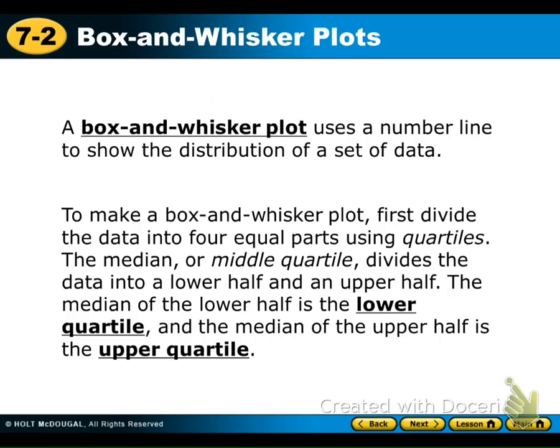All right, a box and whisker plot uses a number line to show the distribution of a set of data. So that's kind of what I just showed you. It kind of looks like a box with whiskers. To make a box and whisker plot, you have to divide your data into 4 equal parts using quartiles or quarters. Sounds like quarters, so remember it that way. 4 equal parts. The median numbers are going to be in your middle quartile, and it divides the data into a lower half and an upper half. The median of the lower half is the lower quartile, and the median of the upper half is the upper quartile.